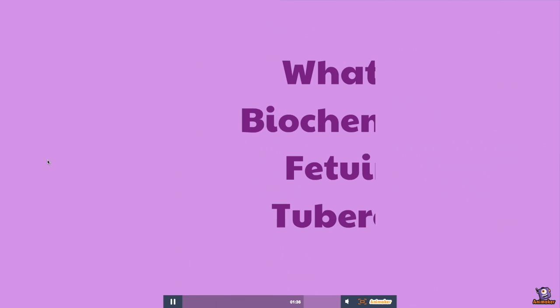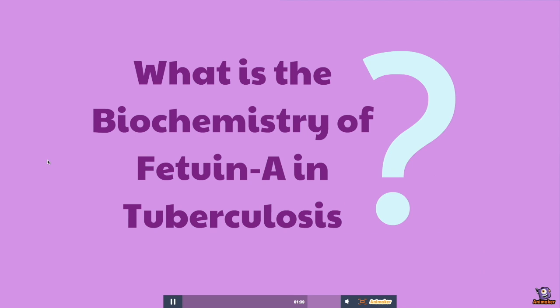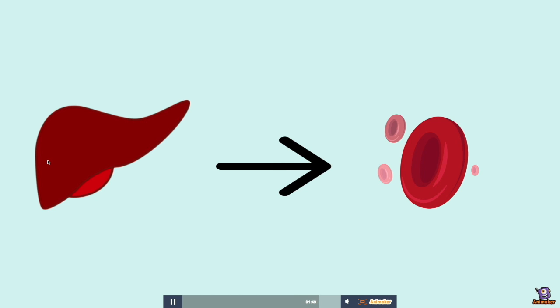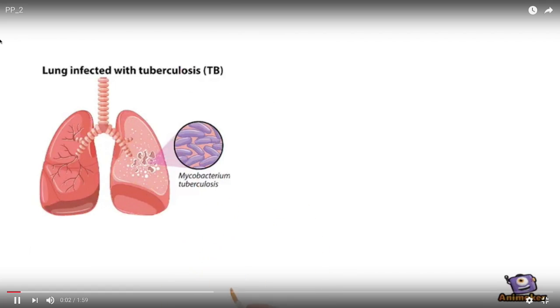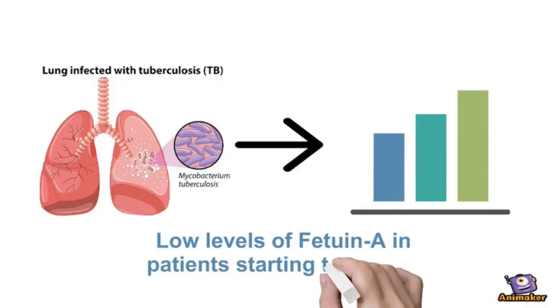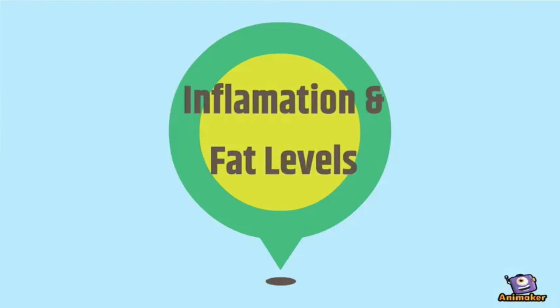So now, what is the biochemistry of Fetuin-A in tuberculosis? From the liver, Fetuin-A enters the plasma bloodstream and can be used as a tracker to measure inflammation and fatty levels within the body. Plasma Fetuin-A levels were significantly lower in patients with active pulmonary TB than in the control subjects. Identifying levels of inflammation can help identify severity of tuberculosis, and an increase in fat levels can signal improvement in treatment.